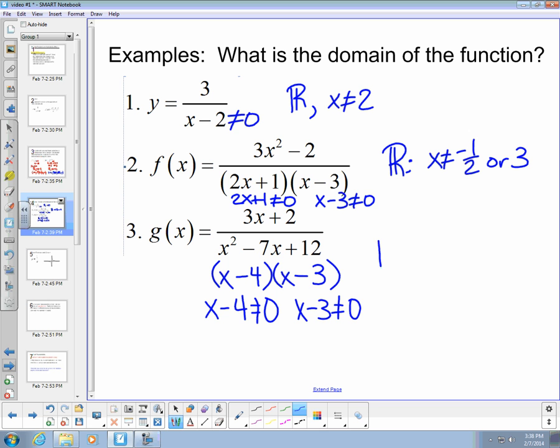So my domain would be all real numbers except x can't equal 4 or positive 3. Okay. If there's anything on here you're not sure where it came from, you missed it, you don't know where the mistake was, put a question mark beside it so that you can ask about it when we come to class.